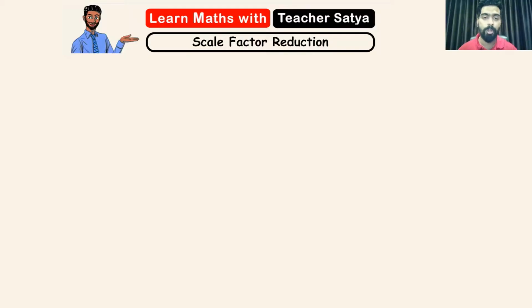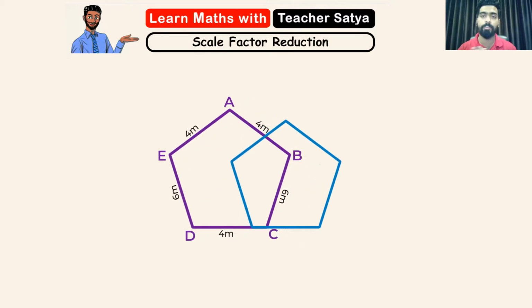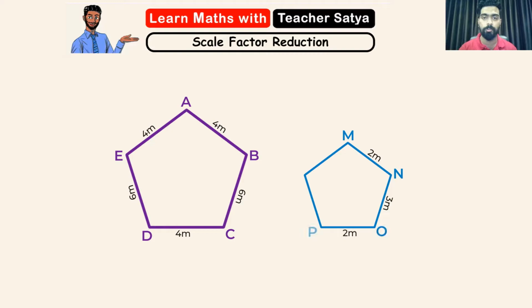Now, before we go ahead and find the scale factors, let's understand what we mean by a scale diagram and a reduction. So let's say I have an original diagram that looks like this. The reduction of this original diagram will look something like this. And that is what we call a scale diagram.